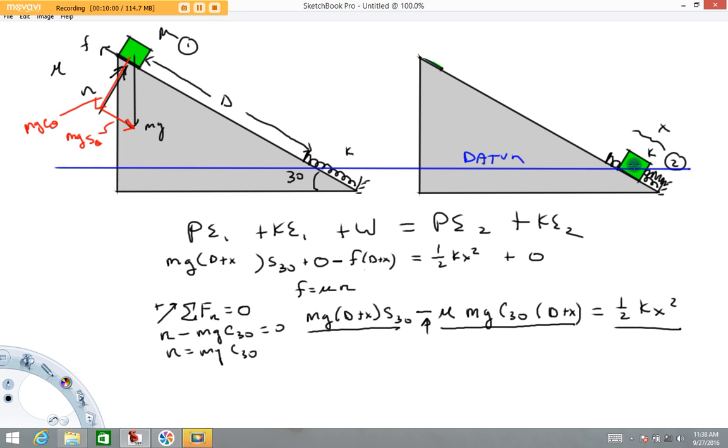So I hope this video helps demonstrate how to write a work energy equation when you have to take gravity and frictional forces and inclines and springs all into account.